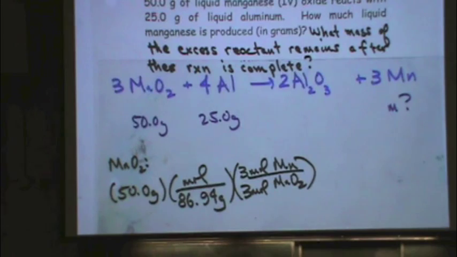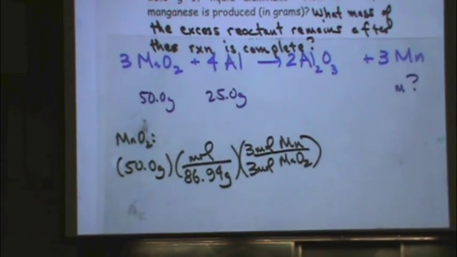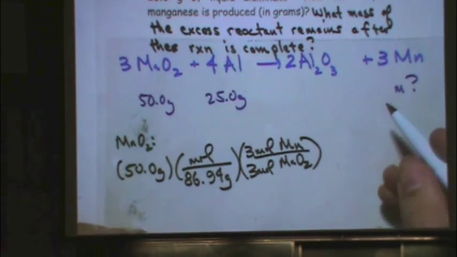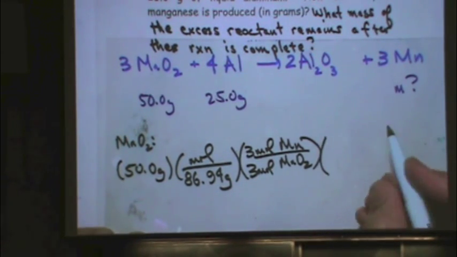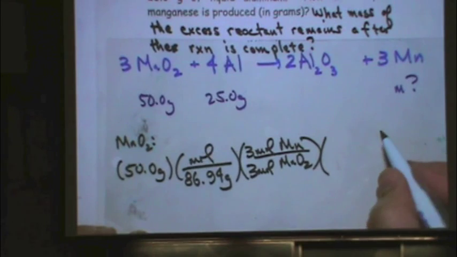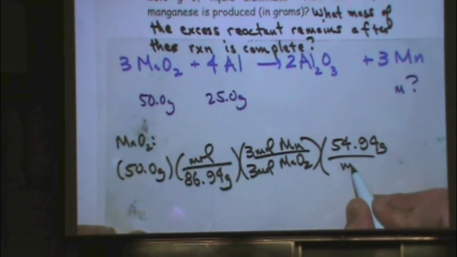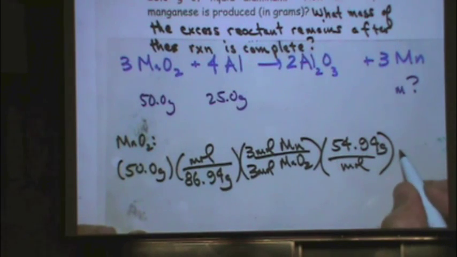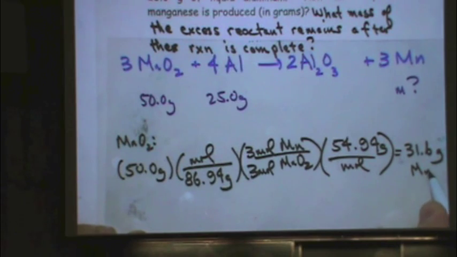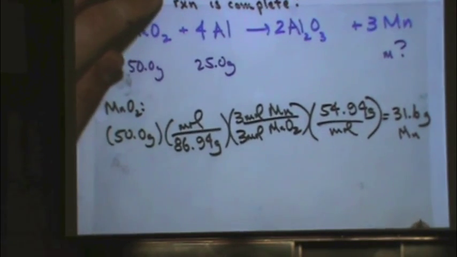So first step, go to moles of manganese oxide. Second step, molar ratio. Third step, go to what was asked for. Okay, that's the mass of manganese. Using the periodic table, 54.94 grams per mole. 31.6 grams of manganese. Okay, we did one.